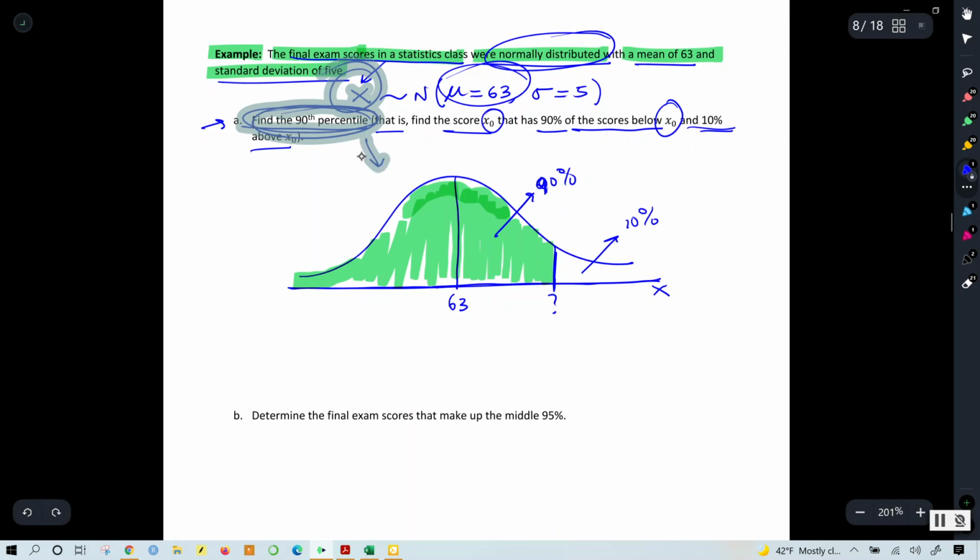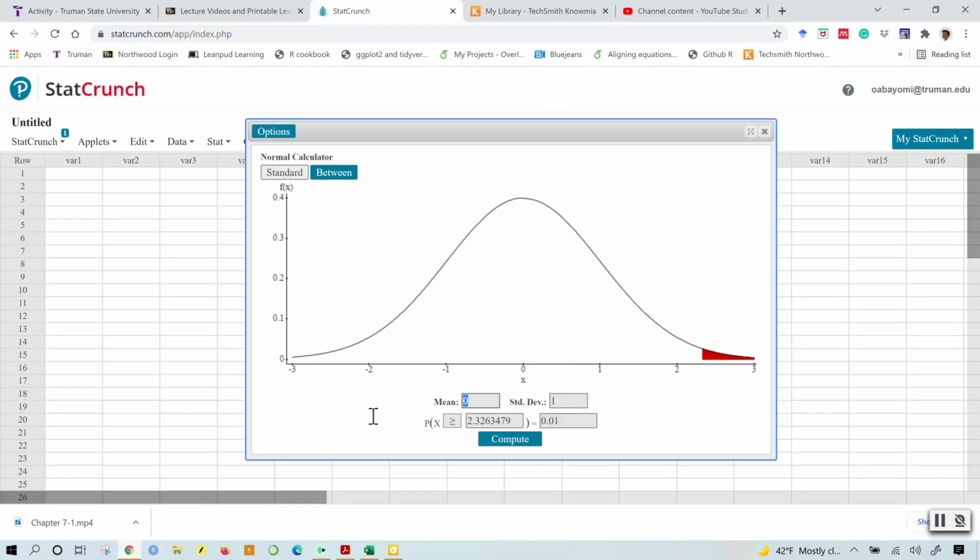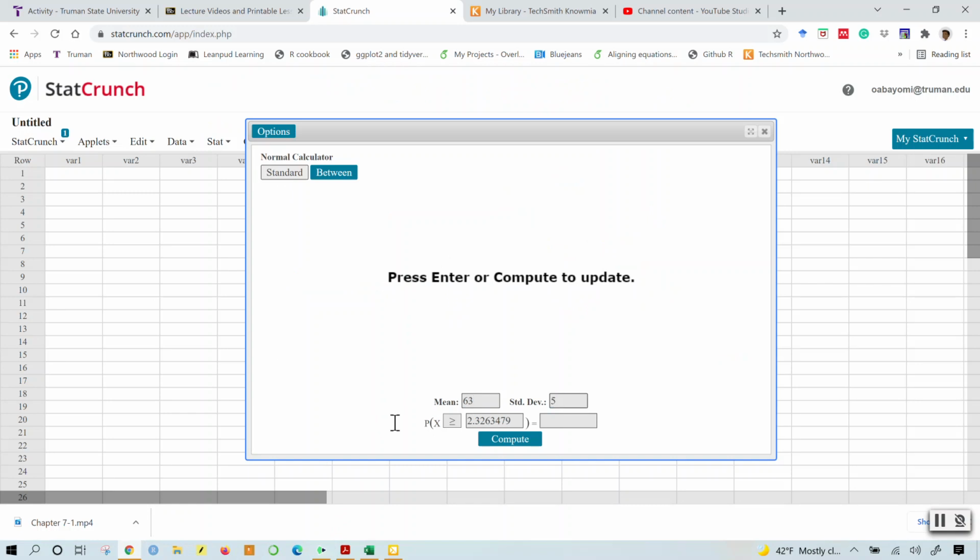So, with that said, this number, which is unknown, which is X0, is the unknown number. And how do I get to that? This is what I will do. I'll go back to StatCrunch. Take note, the mean is 63, the standard deviation is 5. So in StatCrunch, I'll set that up. So I have 63 and 5.